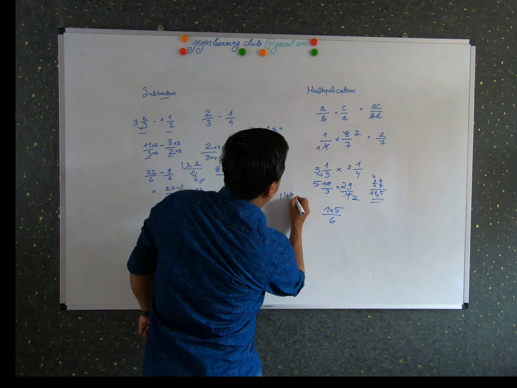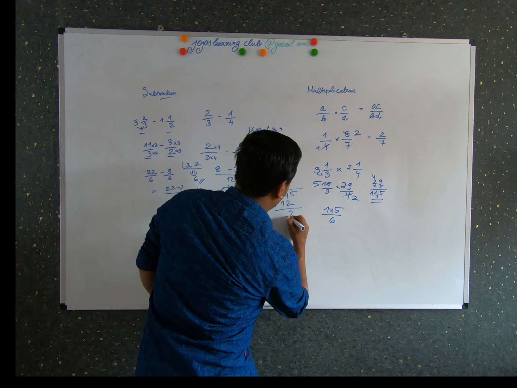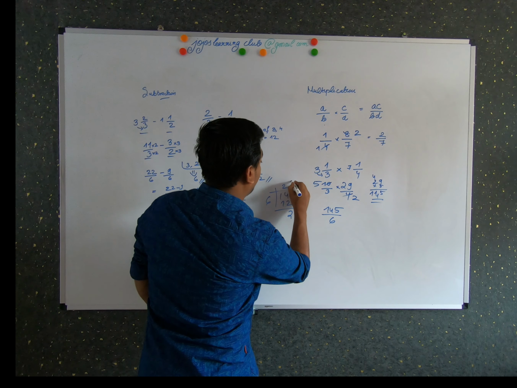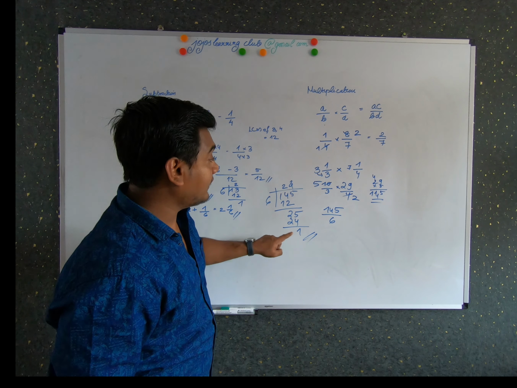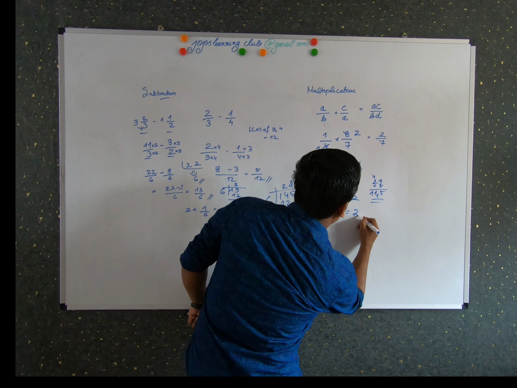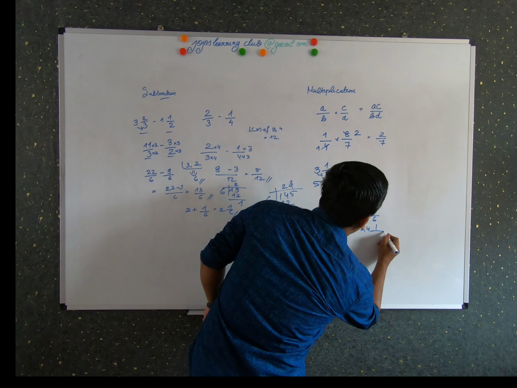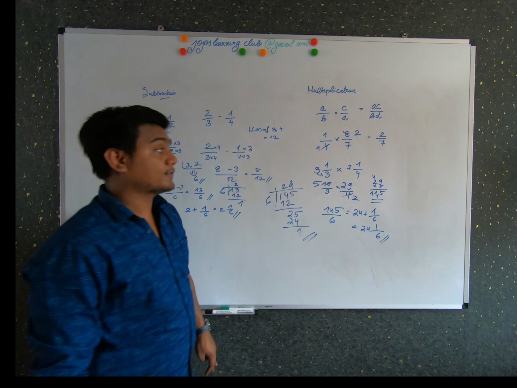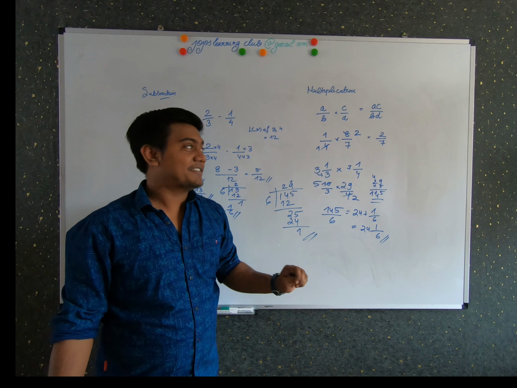So for that, let's do the calculation. 145 by 6: 6 times 2 is 12, you have a remainder 25. So 6 fours are 24. Again, you have remainder 1. So you can write it as 24 plus 1 by 6, or simply 24 1 by 6. So this is how you perform multiplication with fractions.